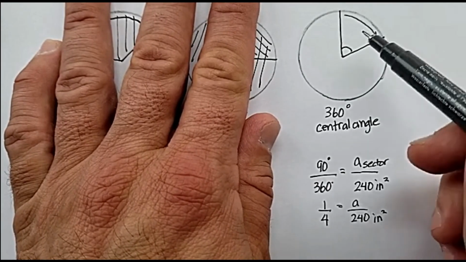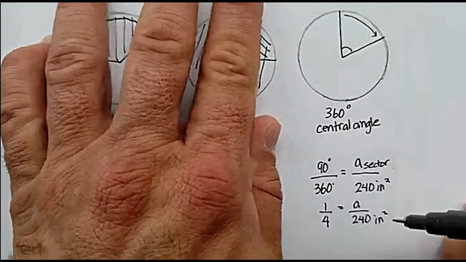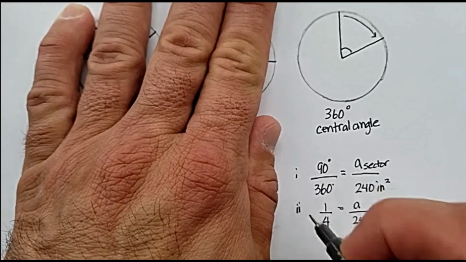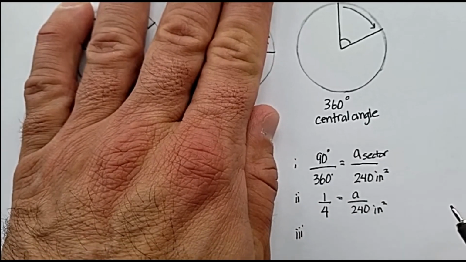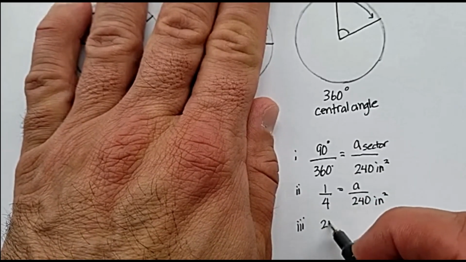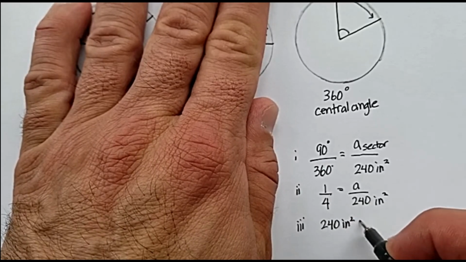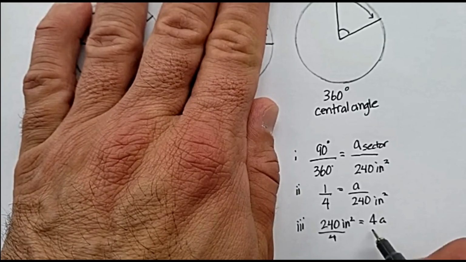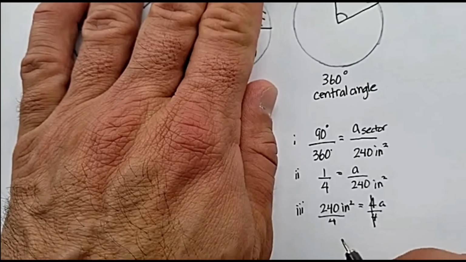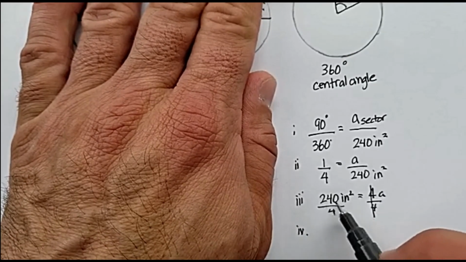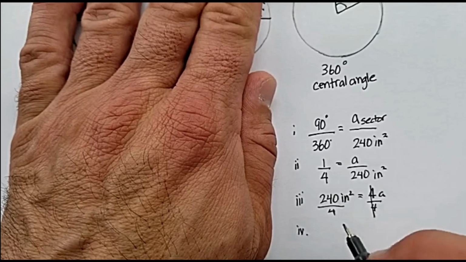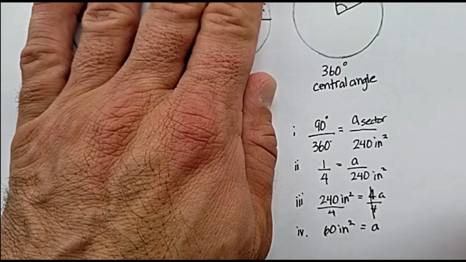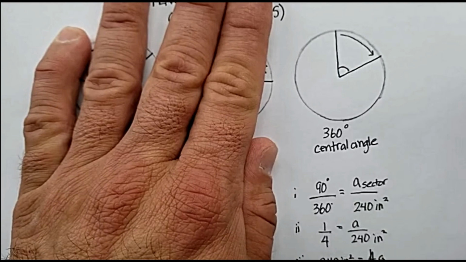And again, what am I trying to find? I'm trying to find the area of this sector. So I know my answer is going to be in something squared. We'll do cross products again. This is going to be 240 inches squared, which should be equal to 4 times the area. Again, divide both sides by 4. I'm left with 240 divided by 4, which is 60 inches squared. That will be the area of this particular sector.